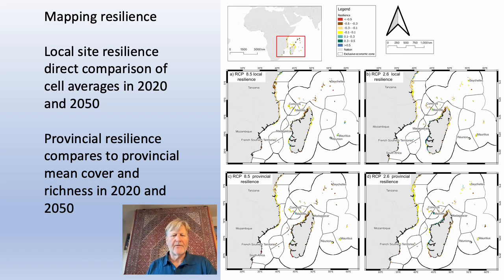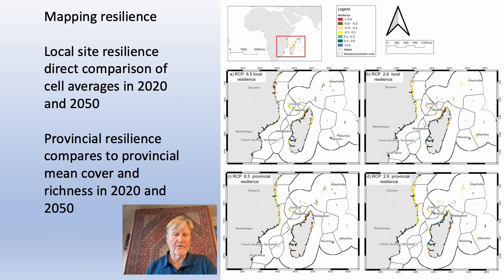You can then map out this resilience for the 2 scenarios, and the local and provincial resilience, and these are the kind of maps you can see which are the most resilient locations. It's quite variable, but there are a few locations, such as southwest Madagascar, which has some locations that are fairly resilient to climate change.